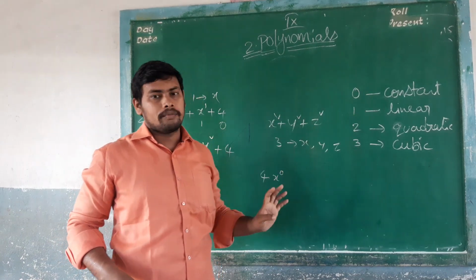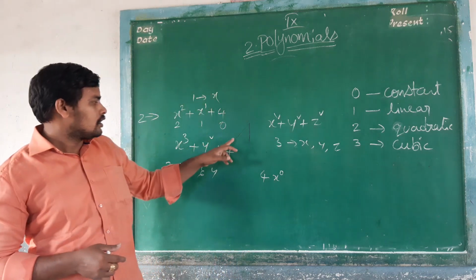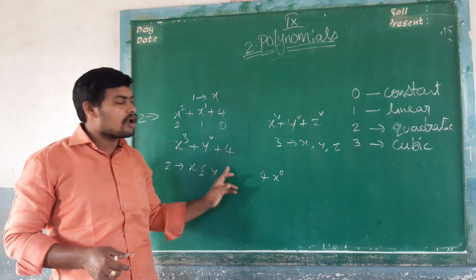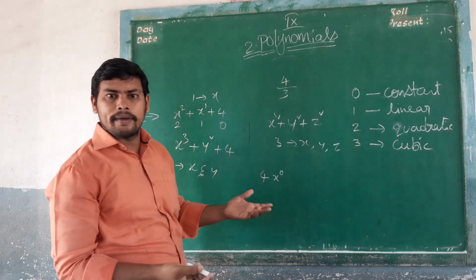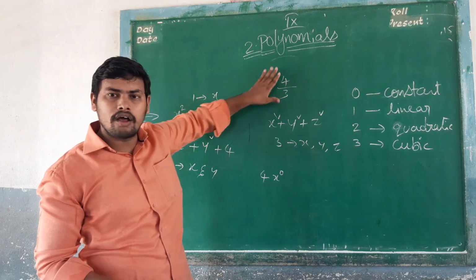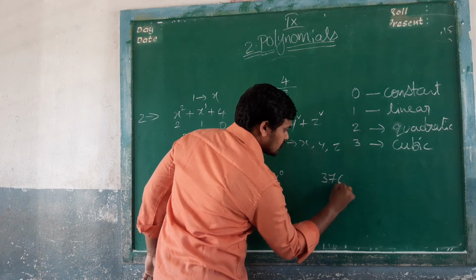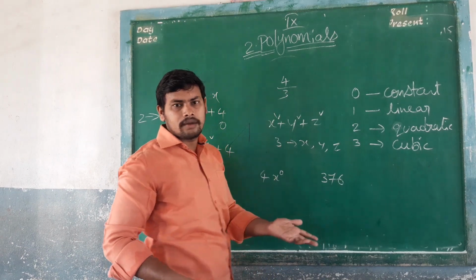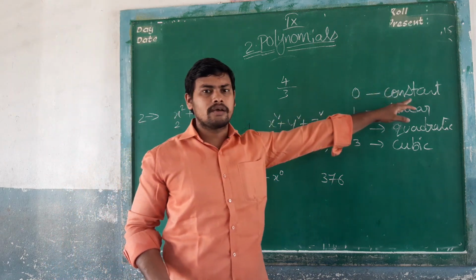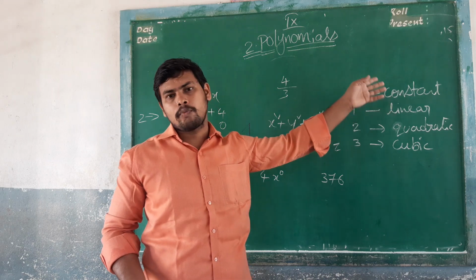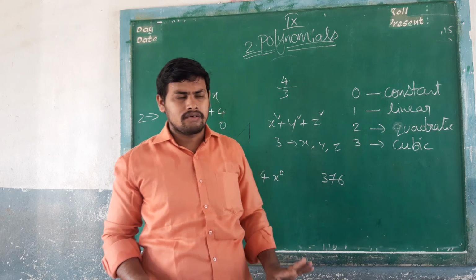These are the rules for polynomial. So what are the examples for constant polynomial? We already told that. Here 4 is called the constant. 4 by 3 is also a constant polynomial. Here the degree of this term is 0. 376 is a constant number. So the degree of any constant number is also 0. So the best examples for constant polynomial are all numbers or fractions or rational numbers or whatever it is.